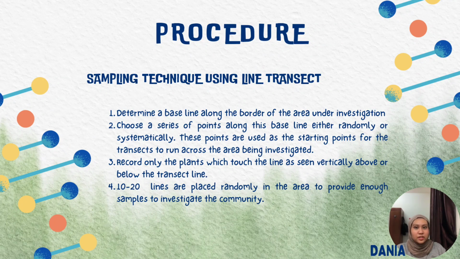The first one, determine a baseline along the border of the area under investigation. Second, choose a series of points along this baseline either randomly or systematically. Next, these points are used as the starting points for the transects to run across the area being investigated. Then, record only the plants which touch the line as seen vertically above or below the transect line. Therefore, 10 to 20 lines are placed randomly in the area to provide enough samples to investigate the community.